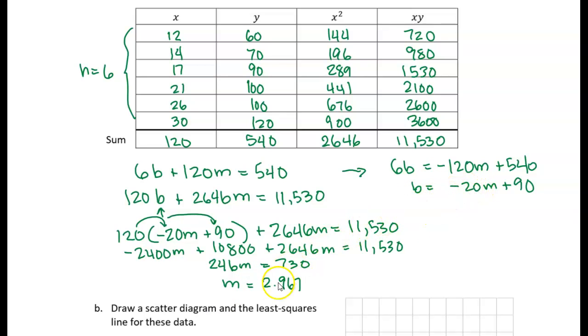So I'm just going to take that value for M, plug it into this equation here for B, right? So I get B is equal to minus 20 times the M value, 2.967, plus 90. Okay, and so I get B is equal to 30.65.